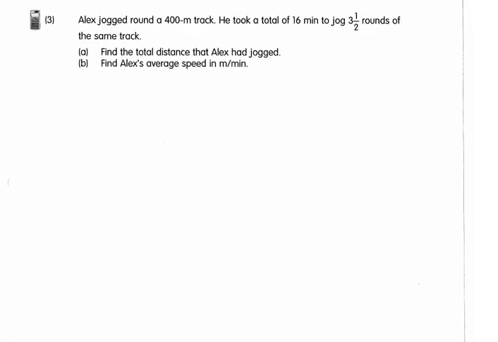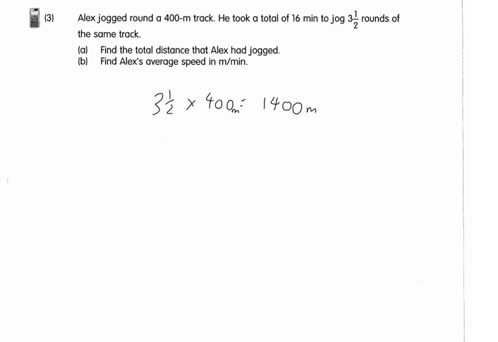Alex jogged around a 400-meter track. He took a total of 16 minutes to jog 3.5 rounds of the track. Find the total distance that he had jogged. So he jogged 3.5 rounds, right? And each round is how many meters? 400 meters. So you multiply by 400 equals 1,400 meters. Am I right? That will be the total distance that he jogged. You write down 1,400 meters.